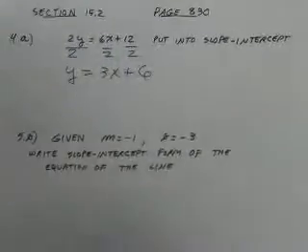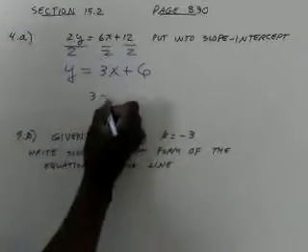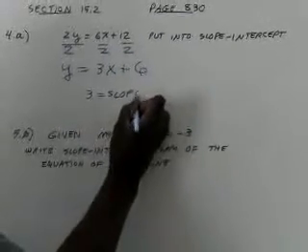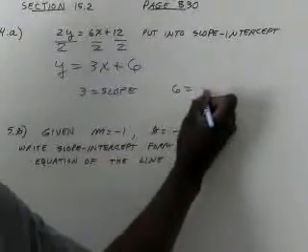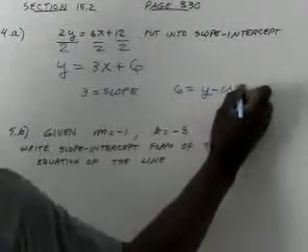That's slope-intercept form. 3 is the slope of the line. 6 is the y-intercept.